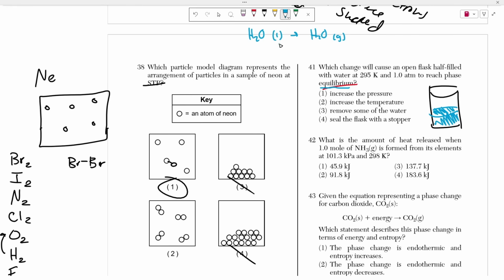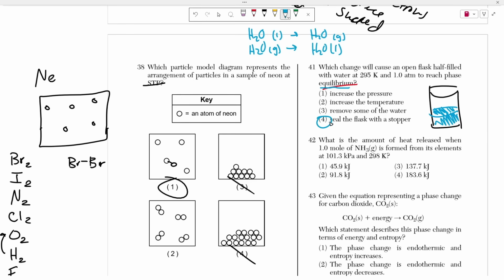So I want two things happening here. Number one, I want the water to be evaporated. And number two, I want the H2O, that's the water vapor, to be condensed back into H2O liquid. So how can I make sure that there's no net change in my phases? How can I make sure that I don't lose any water? Well, I can seal the flask with a stopper, right?